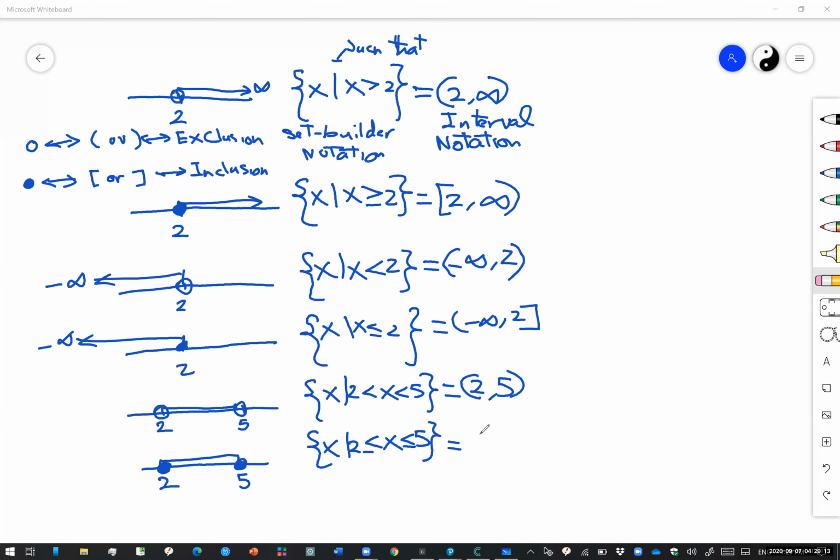So just the 2 and 5 in brackets. Right, so it would be bracket 2 comma 5 bracket, okay?